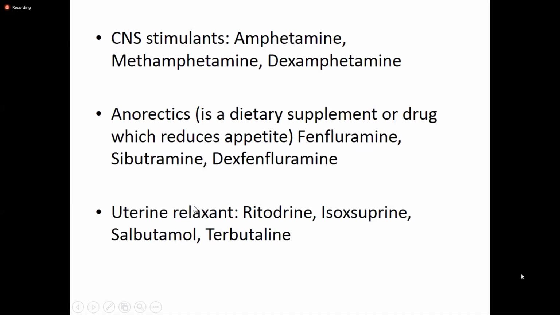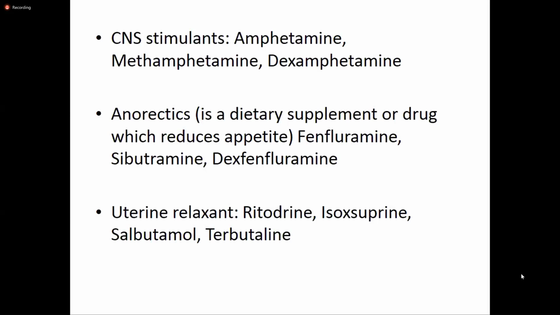And the other adrenergic agonists or adrenergic drugs included are the uterine relaxants, and they are the group of drugs which relax the uterus. And the relaxation of the uterus is mostly required in pregnant ladies who are suffering from threatened abortion. So a pregnant lady who is suffering from threatened abortion always has a chance of premature labor. There is always a chance of abortion.